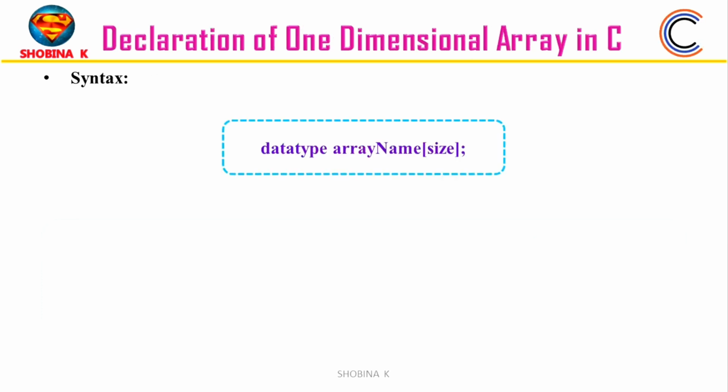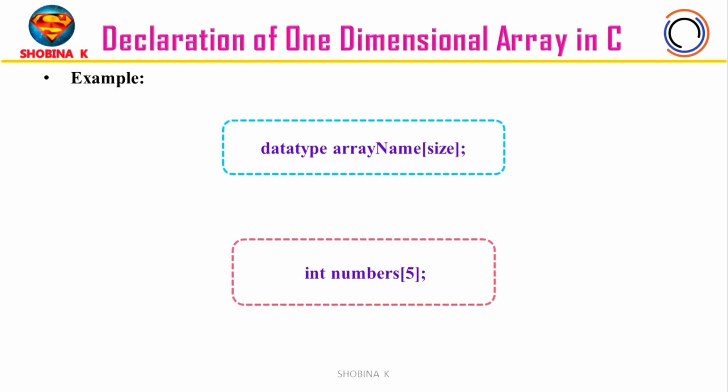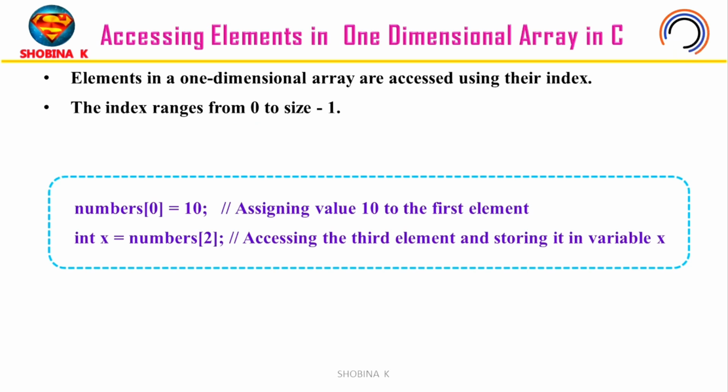Here is the general syntax for declaring a one-dimensional array: data_type array_name[size]. And here is an example, int numbers[5]. Here we define an integer array named numbers with a size of 5. Elements in a one-dimensional array are accessed using their index, and the index ranges from 0 to size - 1.